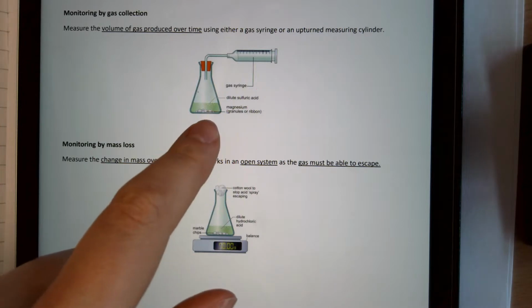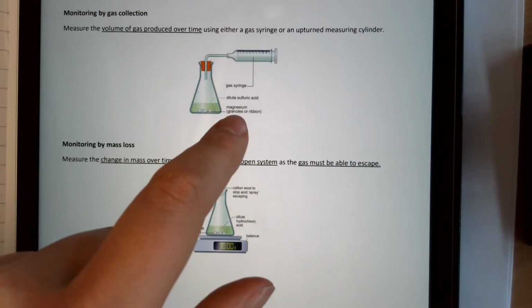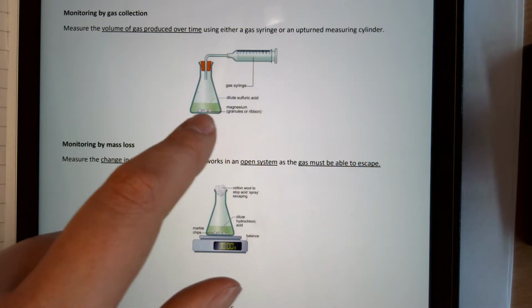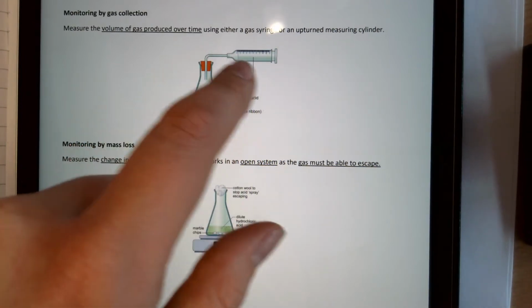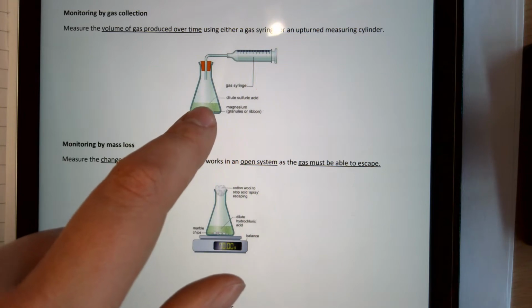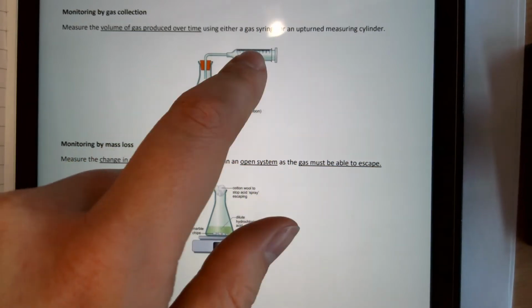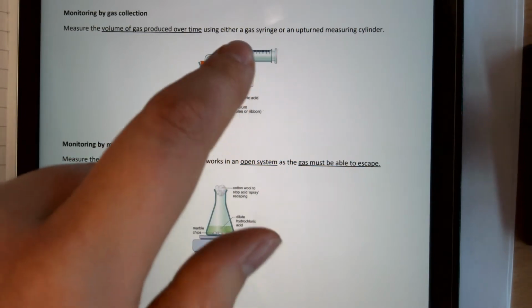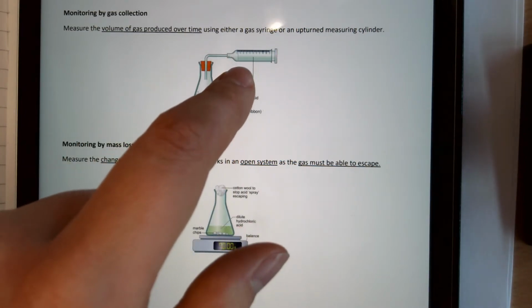The one I've got here on the top, I've got sulfuric acid reacting with magnesium. That's an acid reacting with a metal, so I'm going to produce hydrogen gas. And what I can do is attach a gas syringe, and as that hydrogen gas is formed, it's going to escape the flask, enter the gas syringe, and I can collect the hydrogen gas as it is formed. Now, just collecting that hydrogen gas does not allow me to calculate the rate.